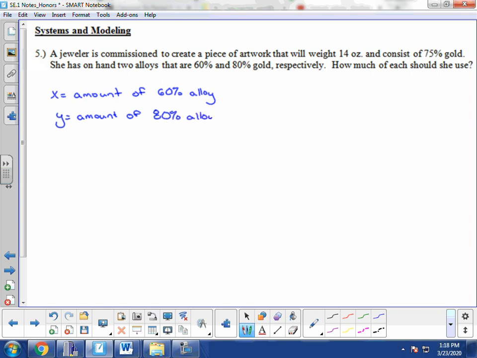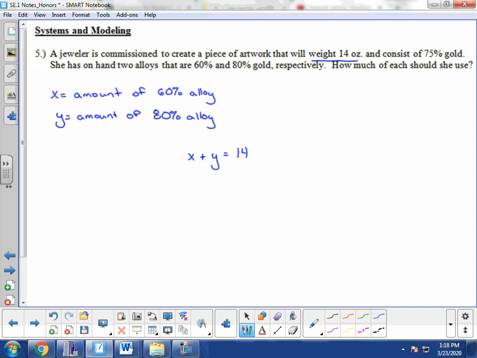So we can create a system of equations based on what we know here. We know that the piece of artwork will weigh 14 ounces. So this amount is going to be in ounces. So whatever the ounces is of x added to the ounces of y, the ounces of both alloys have to add together to give us 14 ounces. So that's our first equation.